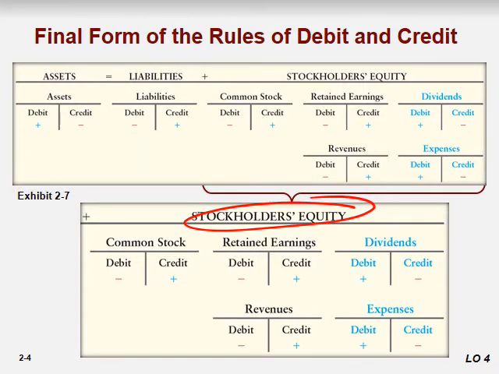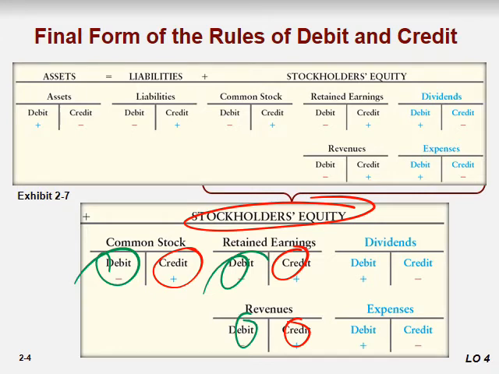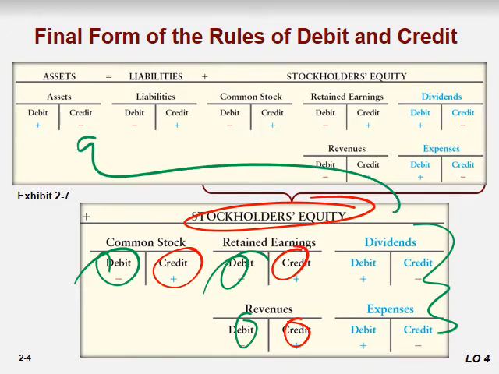For stockholder equity, like I just said, increase means credit, decrease means debit. The exception is with respect to a few accounts, dividend and expense. The treatment is opposite, like assets, but these are not part of assets. So dividend increase means debit, expense increase means debit, dividend decrease means credit, expense decrease means credit.